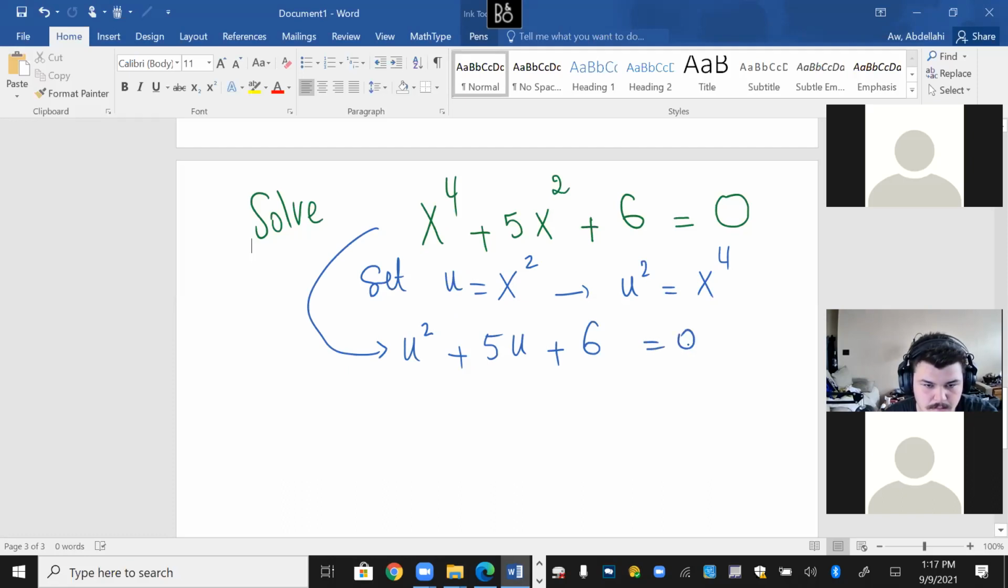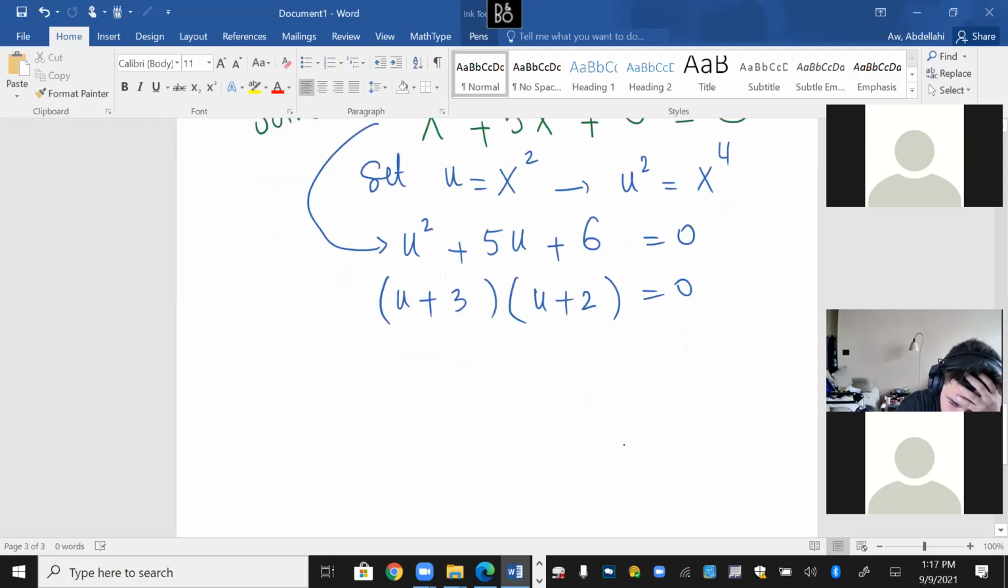You can use the quadratic formula. You can use factoring if factoring does work, right? Does factoring work here? Can you factor this? What are the two numbers? 3 and 2, right? 3 plus 2 is 5, 3 times 2 is 6. We get U plus 3 and U plus 2, right? And now we're going to set them to 0. You get U equal to -3 or U equal to -2.